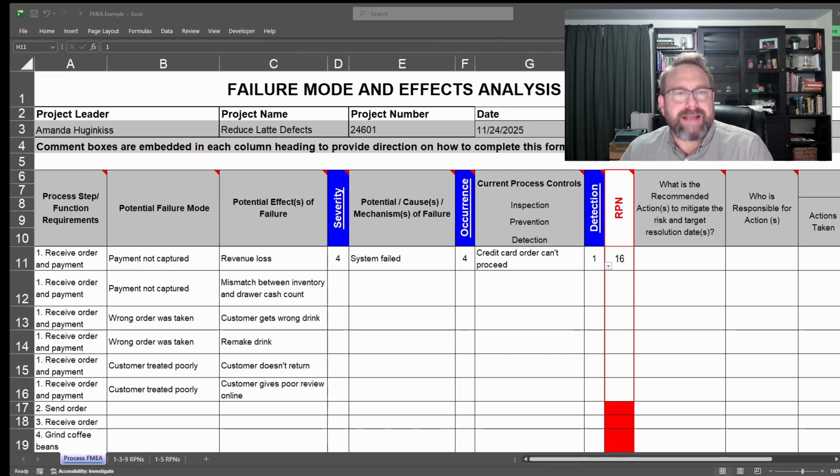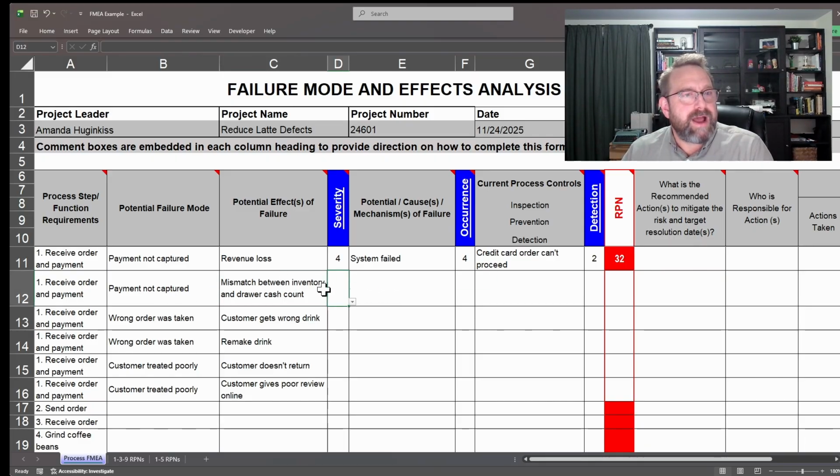Maybe let's go back to this one. Detection is a 1. We might think about, part of process control is prevention. So I don't know if we want to do a little higher number, because it is unfortunate that we weren't able to prevent that error. So maybe we'll give that a 2. So you can see here we've got a little formula that automatically multiplies 4 times 4 times 2. So we have an RPN of 32. All right, so let's keep going.